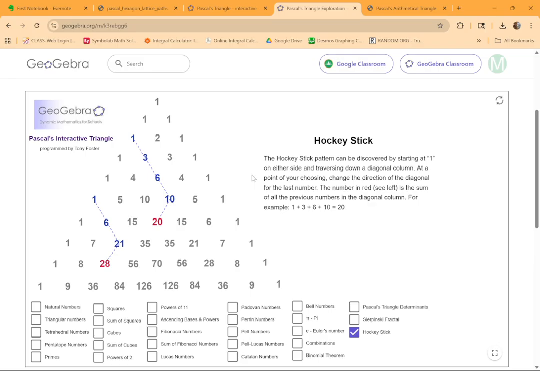As it turns out, by starting at 1 on either side, you stroll along the diagonal, and at any number that you want to stop at, make a turn, and that number will be the sum of the previous diagonal that you have here. You see 2 examples here: 1 plus 6 plus 21, 28. And 1 plus 3 plus 6 plus 10, 20.